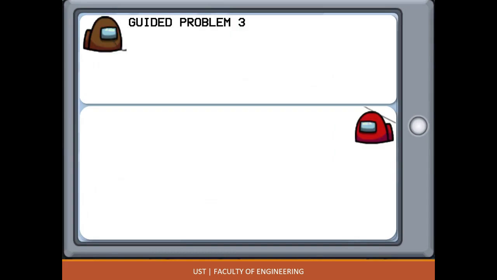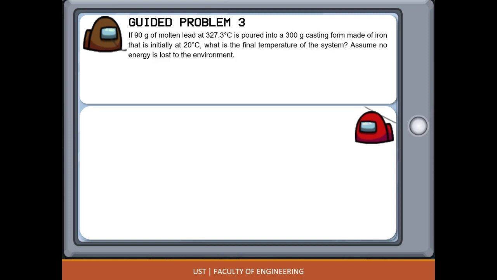To understand heat and specific heat with phase change and thermal equilibrium, let us now try to answer this problem. If 90 grams of molten lead at 327.3 degrees Celsius is poured into a 300-gram casting form made of iron that is initially at 20 degrees Celsius, what is the final temperature of the system? Assume no energy is lost to the environment.